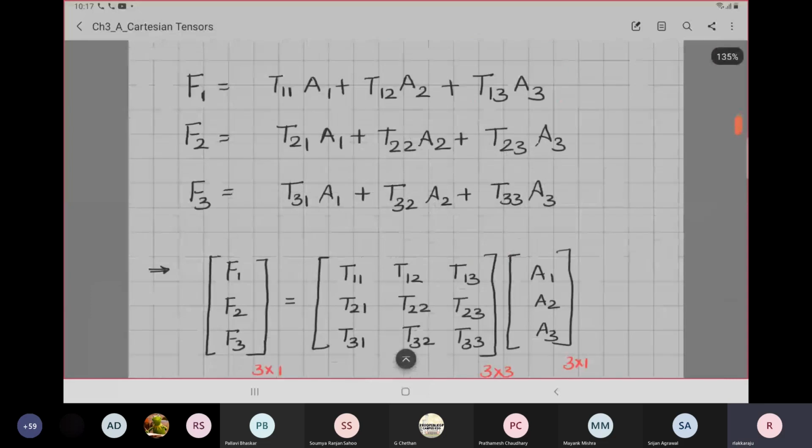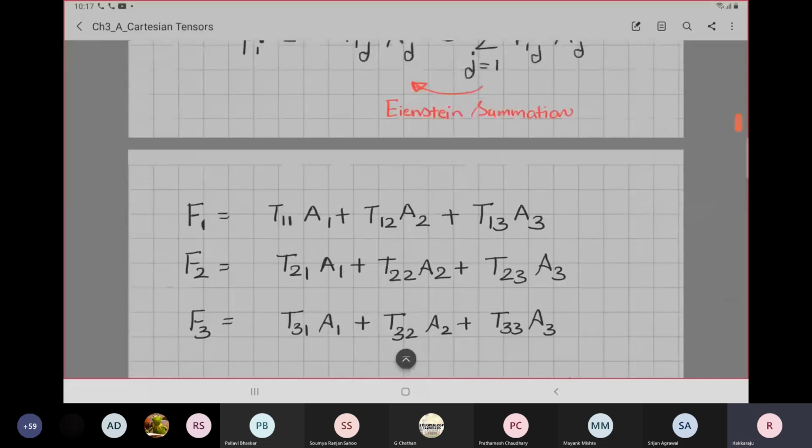Then if I rewrite this entire story, Fi equals Tij Aj, summation j equal to 1, 2, 3, means T11 A1 plus T12 A2 plus T13 A3 and so on. That also we try to look at.